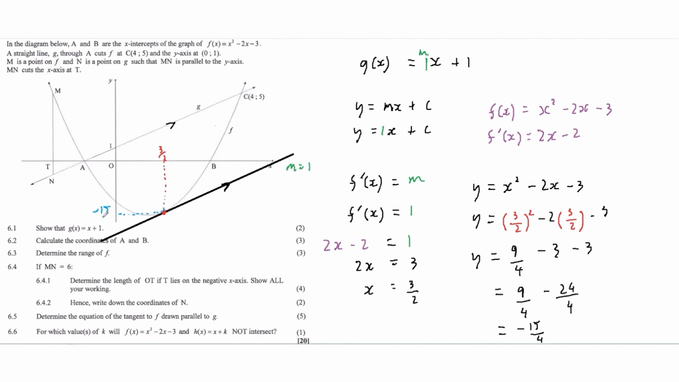Which is going to be our y coordinate, negative 15 over 4. So now we know what our gradient is, we know what our y-intercept is, so the equation of our tangent here in the form of y equals mx plus c is going to be y equals x minus 15 over 4.